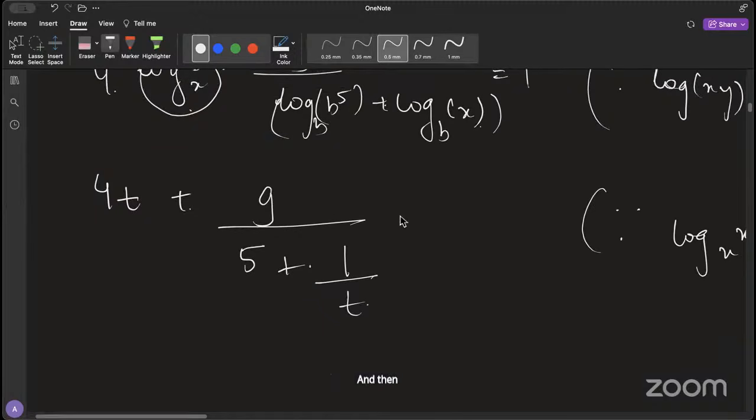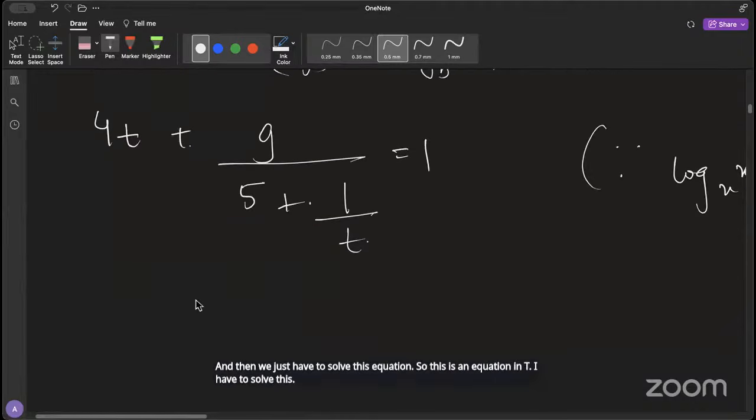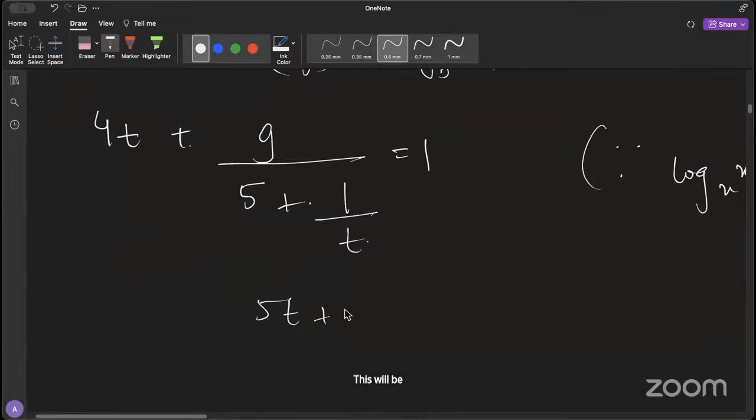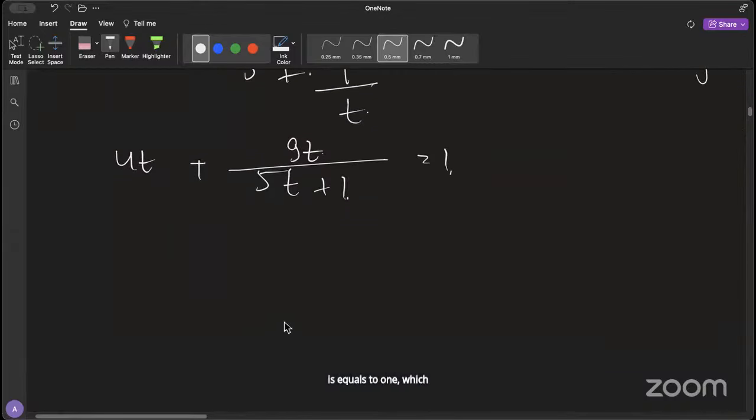And then we just have to solve this equation. So this is an equation in t. I have to solve this. This will be 5t plus 1, 9t. And there you have 4t is equal to 1, which is the equation 20t square plus 4t plus 9t. So that's great.